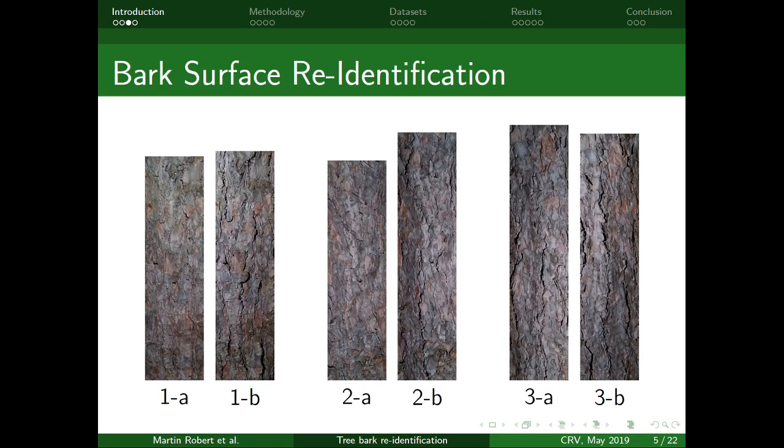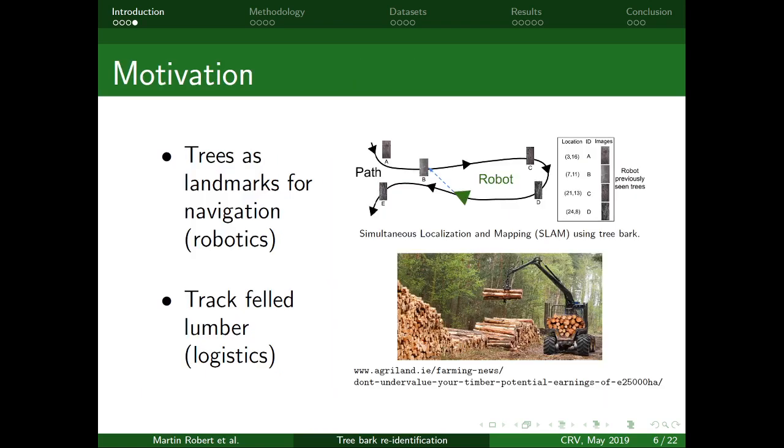As you have seen, the difficulty to match bark images together comes from their self-similarity and the significant change in their appearance that occurs when we vary the illumination angle and viewpoint. Reliably re-identifying bark surfaces would improve the SLAM algorithm by associating bark images to landmarks in the map, like in this example. It could also improve lumberyard logistics by enabling the tracking of felled lumber from the forest to the woodyard.